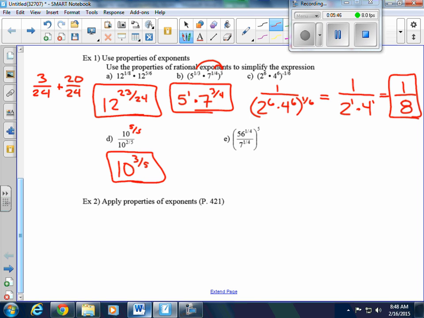And in example E here, we're going to take this 5 through to there. So it's going to be 56 to the 5/4 and 7 to the 5/4. And then if we look at this one, since they are the same, we can divide those. So this is really going to be 8 to the 5/4. Since they're both raised to the 5/4 power, basically they're going to be like terms, so we can take 56 divided by 7.